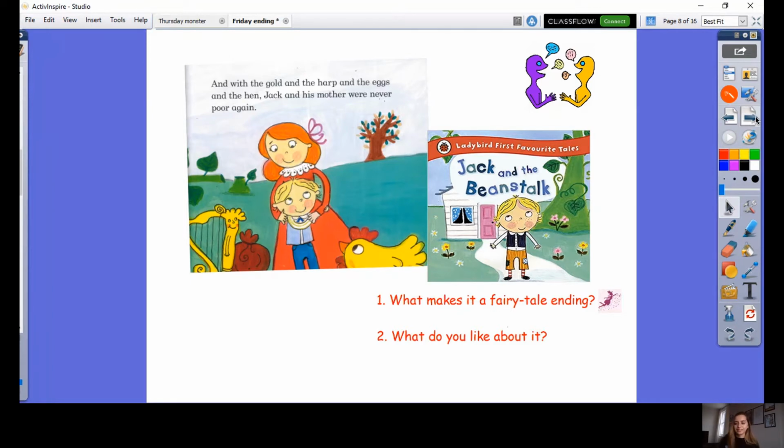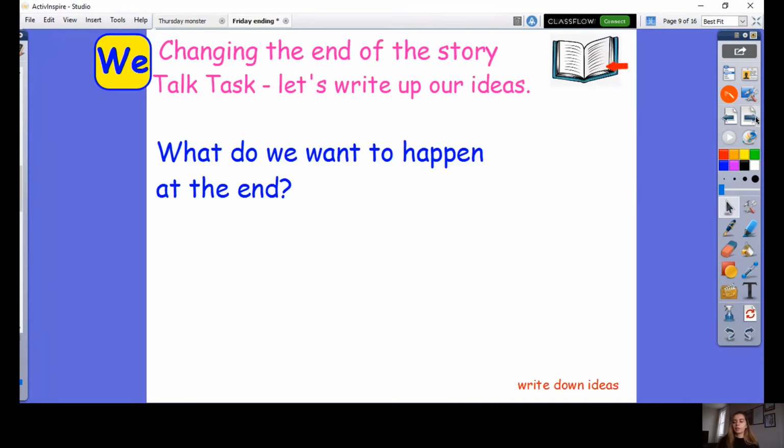Excellent idea, me too. So now that we have talked about fairy tale endings and we've read different endings from different stories, now we've got some ideas about what we could do for our ending. Today we're going to change our ending. So in our original story of Jack and the Beanstalk, his mum and Jack were delighted because they were rich and they lived happily ever after. But we can now think of something that's completely different.